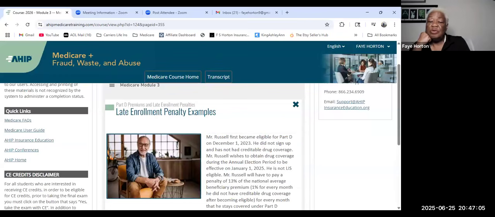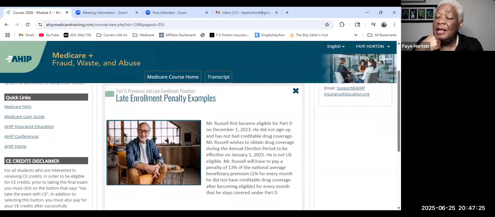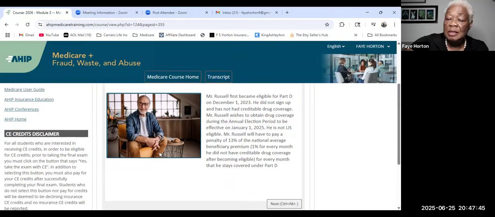Let's look at some examples. Mr. Russell first became eligible for Part D on December 1, 2023. He did not sign up and he has not had credible drug coverage. He wishes to obtain drug coverage during the annual enrollment period to be effective on January 1, 2025. He's not LIS eligible. Mr. Russell will have to pay a penalty of 13% of the national average, 1% for every month he did not have credible coverage, for every month that he stays covered under a Part D plan.